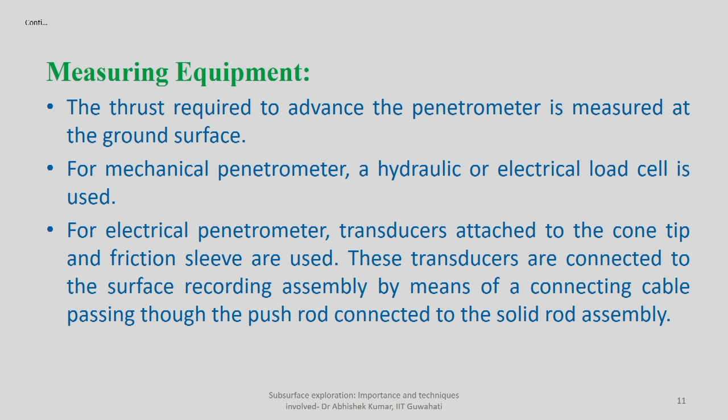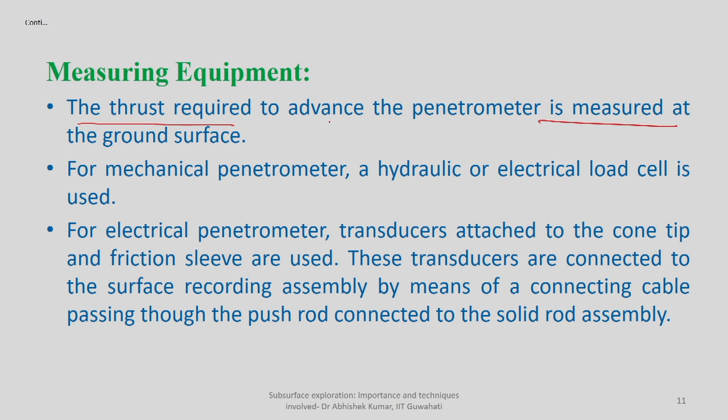Okay. So, then field measurement: the thrust required to advance the penetrometer is measured at the ground surface. That is what I mentioned earlier, because you are pushing it into the ground. Every time you push, it will be measuring the cone tip resistance and the skin friction also. Since it is continuously pushing, you record the same at the surface. For a mechanical penetrometer, a hydraulic or electrical load cell is used, with which you can directly quantify the load you have applied.